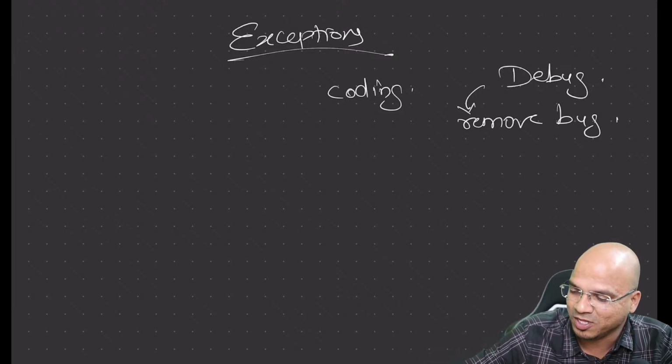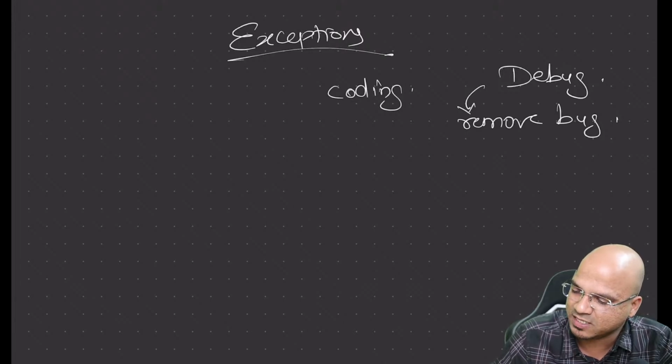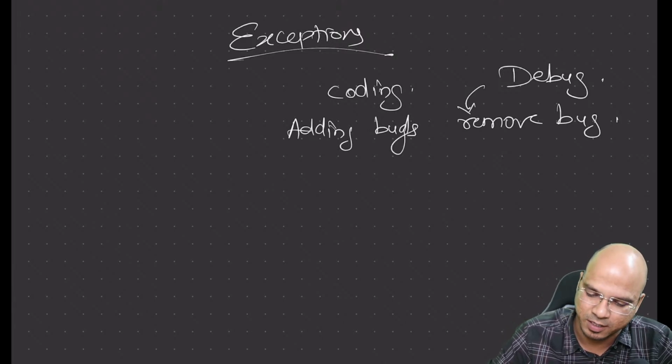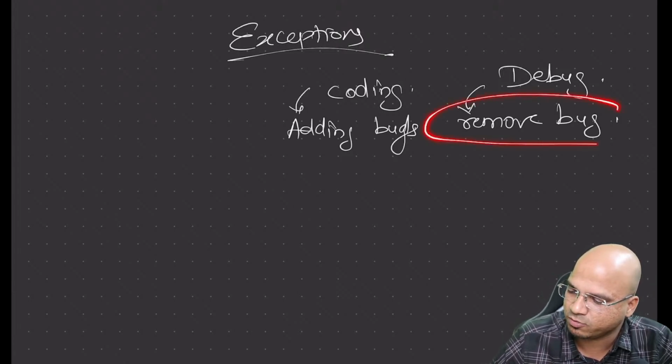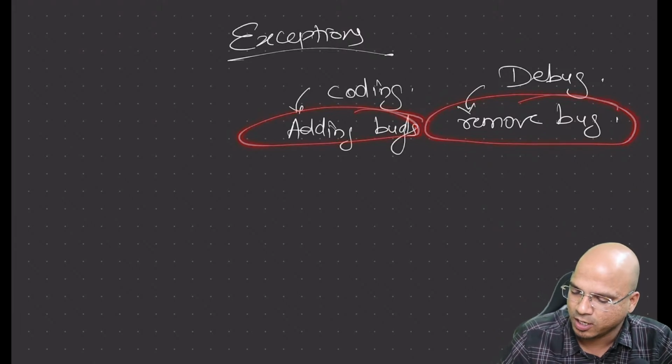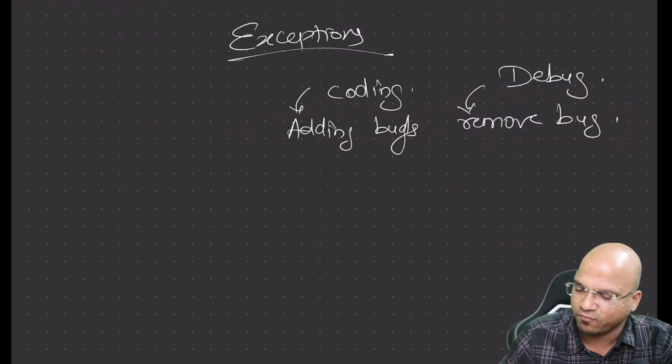So if debugging is removing bugs, then what is coding? Coding is basically adding bugs, right? Every time you write a new line of code, you are adding bugs. So if debugging is removing bugs, then coding is adding bugs. Okay. Now, apart from this concept of bugs, we have one more thing.